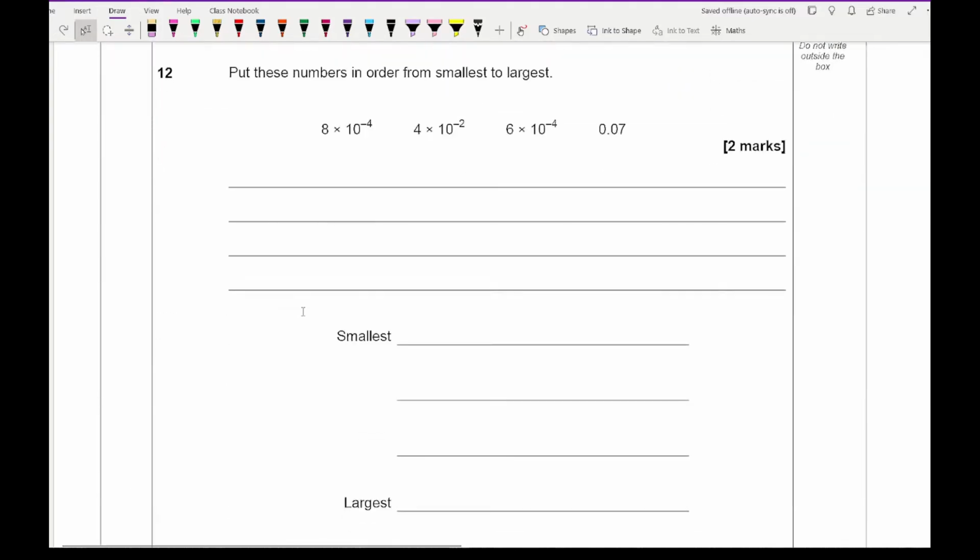Then moving on to question 12, it says put these numbers in order from smallest to largest. So it's probably worth converting each of these into ordinary form. This is going to be 0.0008. This number here is 0.04. This number here is 0.0006. And this number is going to be 0.07. Then putting those either in the converted form or the standard form where it's been written is going to be absolutely fine.